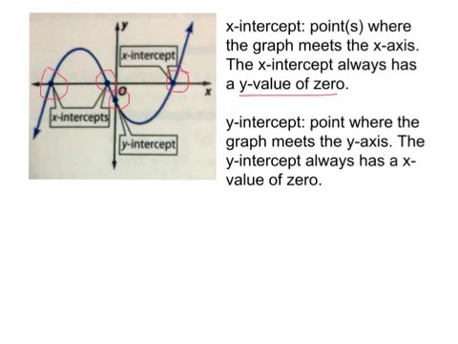Therefore, there is only one point where the graph crosses the y-axis, and in this case, that point has an x value of 0. The x value is always 0 on the y-axis, because you just go from the origin straight down or straight up, in this case straight down, to figure out what the ordered pair or the y-intercept is.